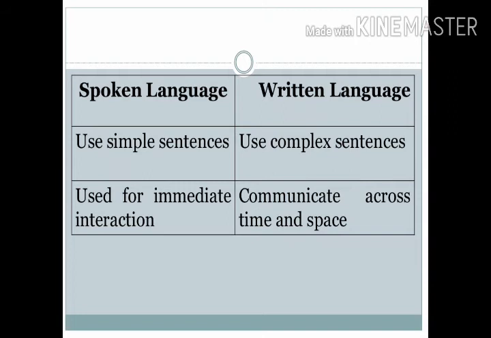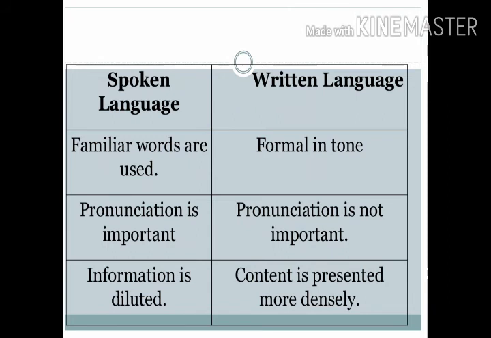A written language can communicate across time and space for as long as the particular language and writing system is still understood. On the other hand, speech is usually used for immediate interactions. When it comes to the spoken language, usually familiar words are used, and it makes use of colloquial words and contractions. Written language is more formal in tone. It does not make use of colloquial words and expressions.